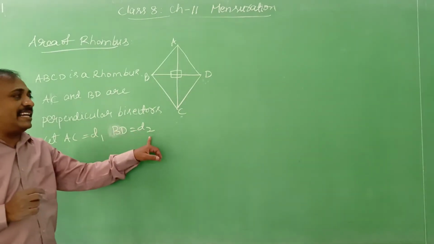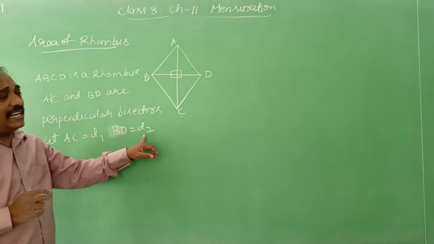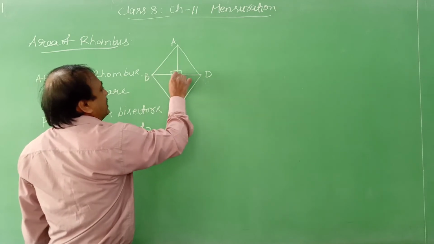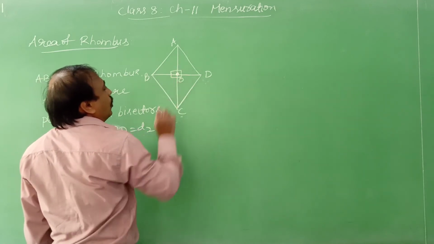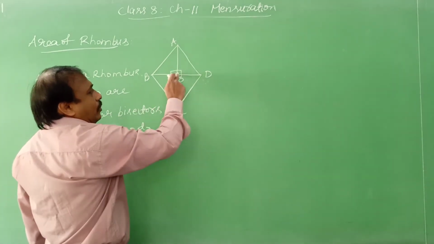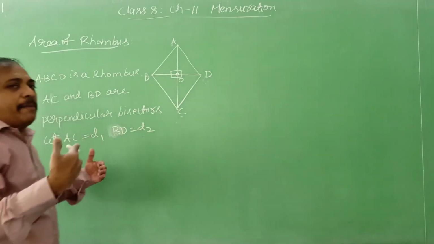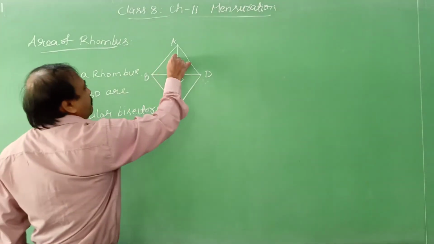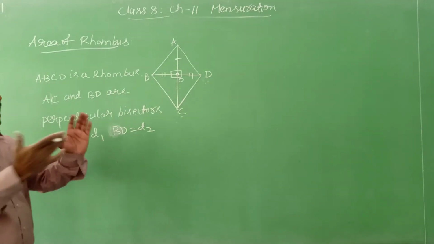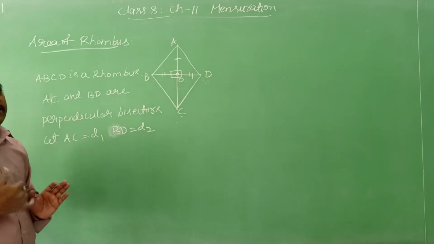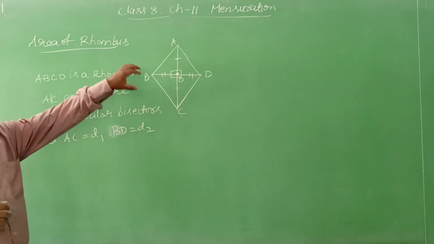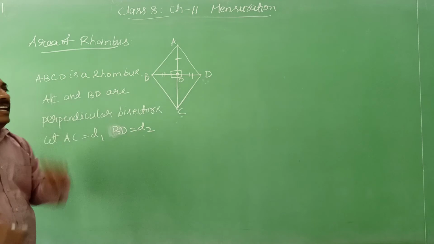Diagonal 1 and diagonal 2, so they both are intersecting. Observe it. Here the point is O. AO, CO. So all diagonals are perpendicular bisectors. It means this part is equal to this, and these two parts are equal. That is, the diagonals are perpendicular bisectors. Bisecting means dividing into two equal parts. At the point where they are meeting, they make 90 degrees.